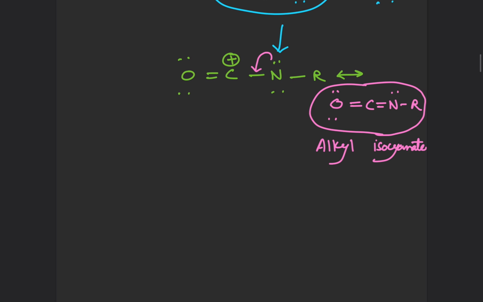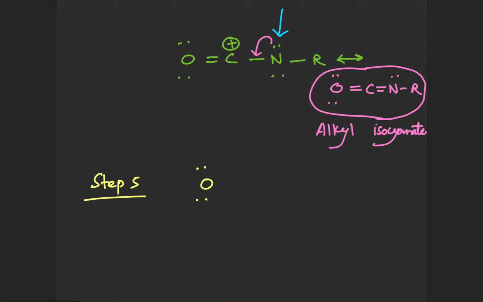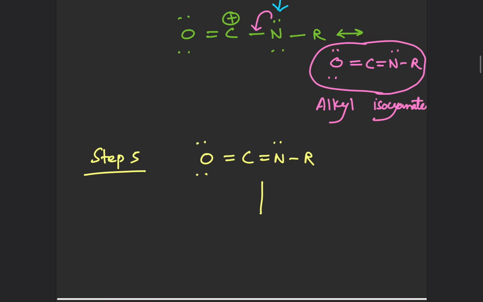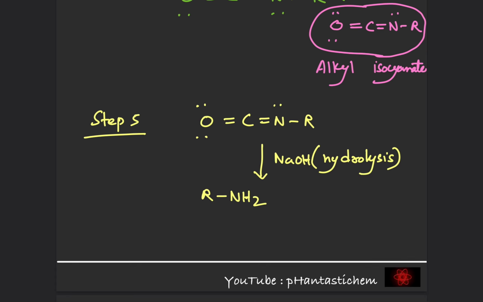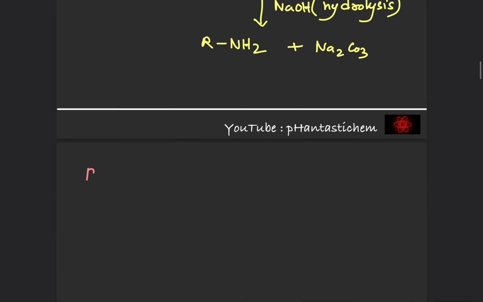Okay, in step 5 we treat the alkyl isocyanate with NaOH and we hydrolyze it. So we take the alkyl isocyanate and do NaOH and hydrolysis, and we end up with RNH2, which is the primary amine, and Na2CO3, and the other byproducts. So this is very important. We'll see why.